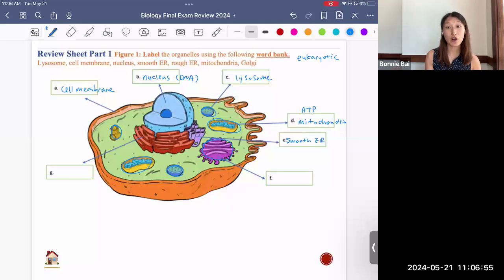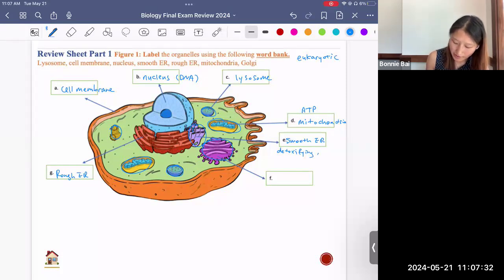E is the smooth ER, smooth endoplasmic reticulum. You can tell it's the smooth ER and the rough ER, not the Golgi, by looking at the location and what it looks like. In terms of location, the smooth ER right here, the purple one, is right outside the nucleus and is connected to the rough ER. But in terms of the purpose, the actual function of the two organelles, they're very different. The smooth ER is for detoxifying the cell and also producing lipid.